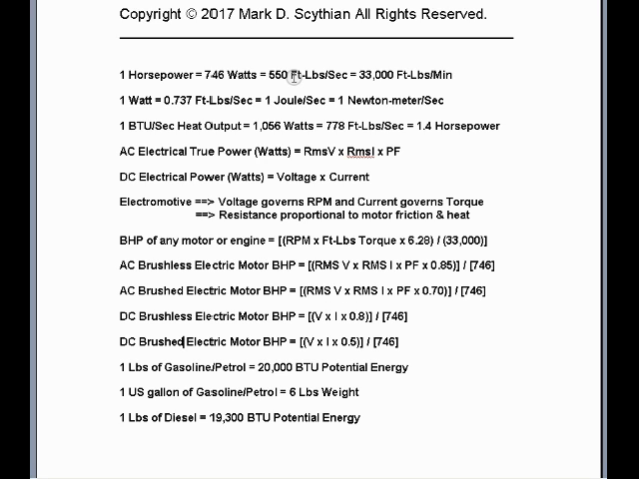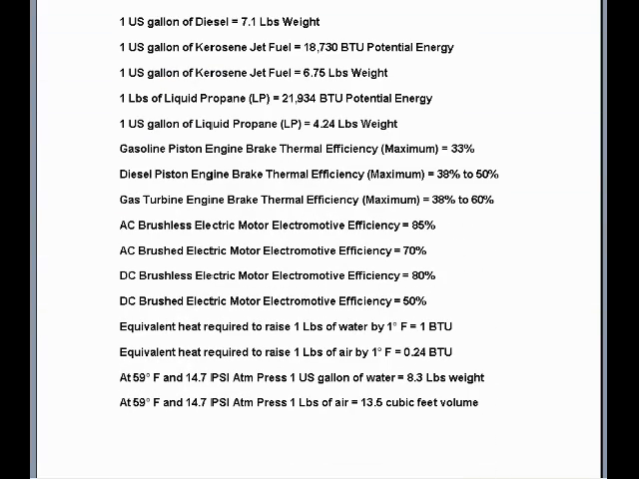1 pound of gasoline or petrol has an energy density of 20,000 BTU. 1 US gallon of gasoline or petrol has a fuel density of 6 pounds per 1 US gallon. 1 pound of diesel has a BTU potential energy of 19,300 BTU, and diesel has a fuel density of 7.1 pounds per 1 US gallon.